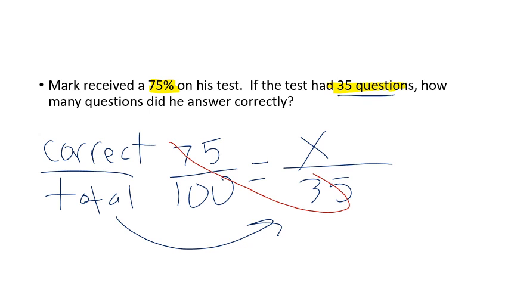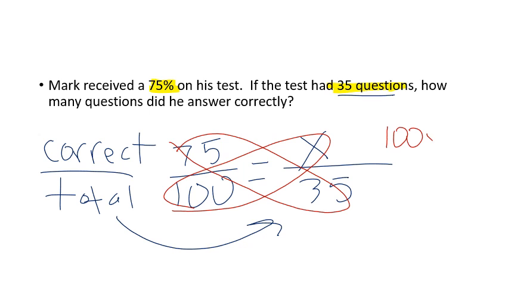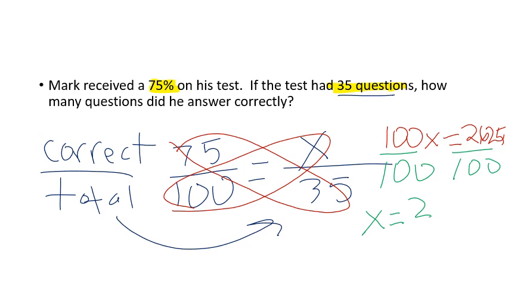So once again, we're going to cross multiply. Our two values, we're going to multiply them together. So 100x equals 75 times 35, which is 2,625. So to solve it, I'm going to divide both sides by 100, and x equals 26.25. So maybe he got half credit or 1/4 credit on one question. He got 26.25 questions correct.